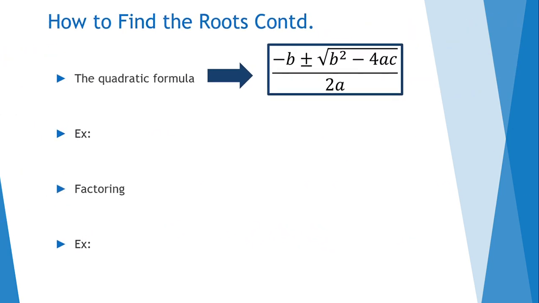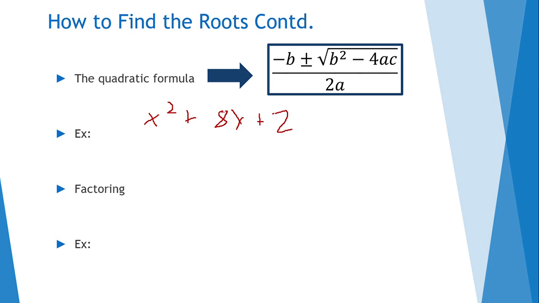So let's do a couple of examples to get a feel for it. First, let's use the quadratic formula to find the roots of x squared plus 8x plus 2. So let's write it down. x squared plus 8x plus 2. So let's figure out what our a, b, and c terms are, and then we can just plug it into this equation and figure out our roots.